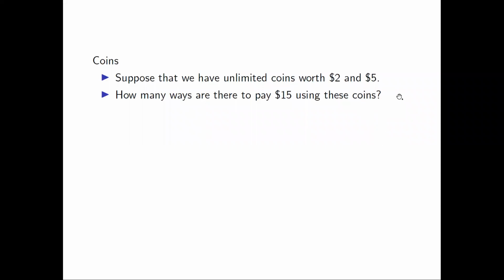Like I said, it's going to be another problem where we're using generating functions. So we're going to want to build some polynomials, multiply them together, and find a certain coefficient. We'll make two polynomials here because we have two types of coins: a polynomial for the $2 coins and another polynomial for the $5 coins.